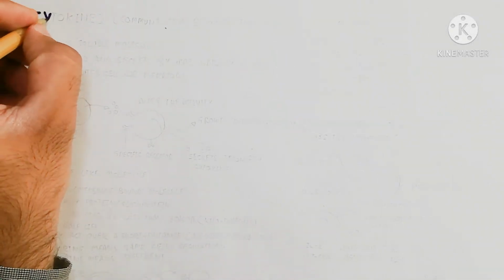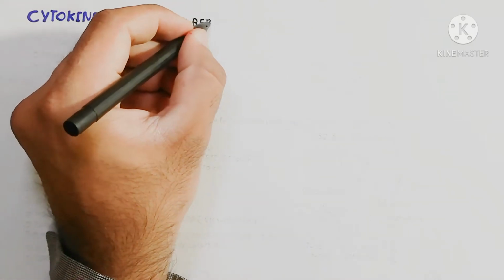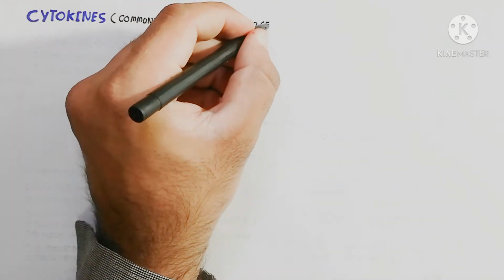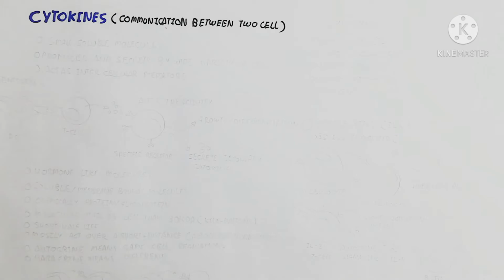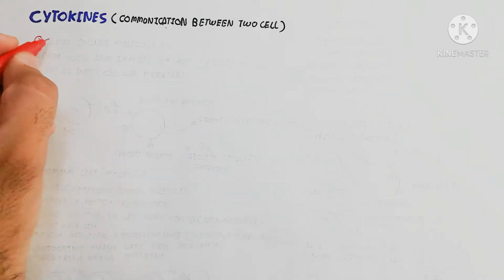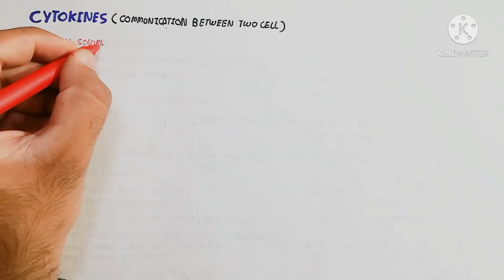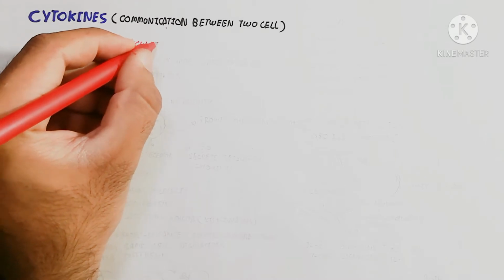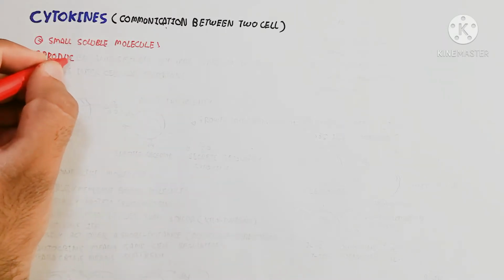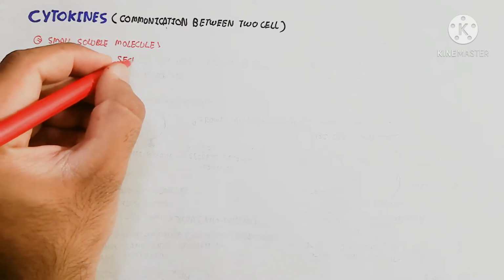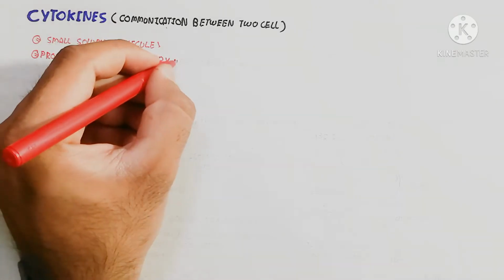So today we will discuss cytokines. A cytokine is a chemical for communication between two cells, which can be the same or different. Cyto means cell, kines means movement. So movement of the cell and differentiation of the cell occur.